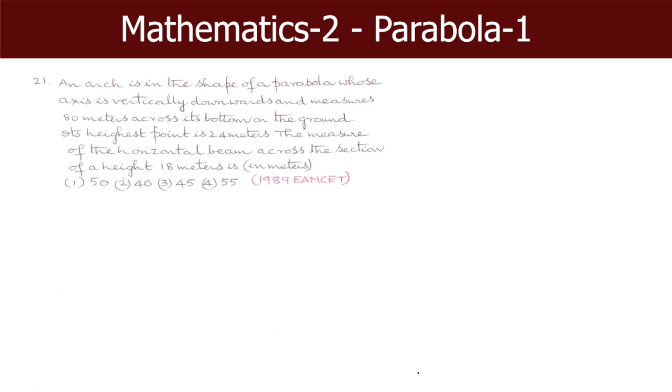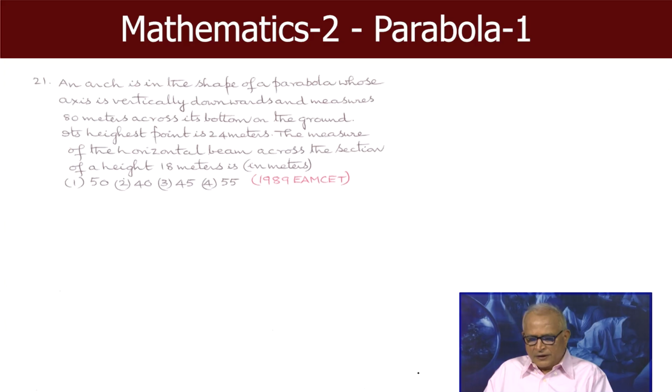An interesting question once given in the EAPCET paper of 1989. An arch is in the shape of a parabola whose axis is vertically downwards and measures 80 meters across its bottom on the ground. Its highest point is 24 meters. There is an arch, like the ones we build as festoons for weddings or auspicious occasions, with a welcome sign and flowers. It is in the shape of a parabolic arch like this.